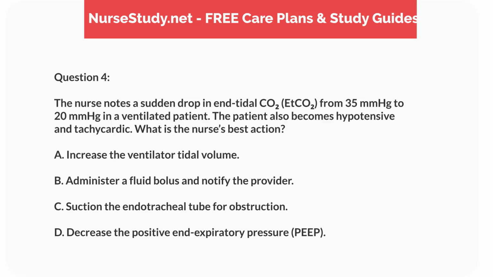Question 4. The nurse notes a sudden drop in end-tidal CO2, EtCO2, from 35 mm of mercury to 20 mm of mercury in a ventilated patient. The patient also becomes hypotensive and tachycardic. What is the nurse's best action?